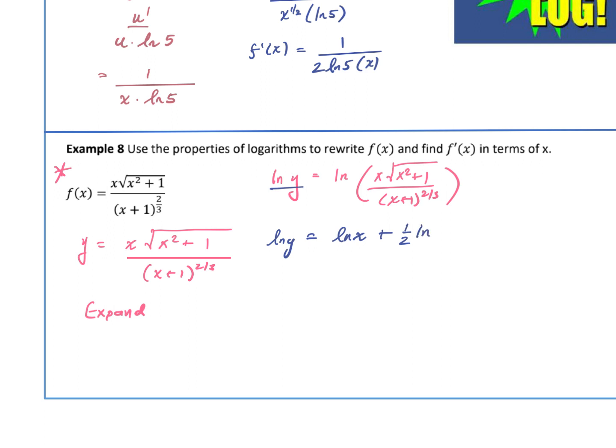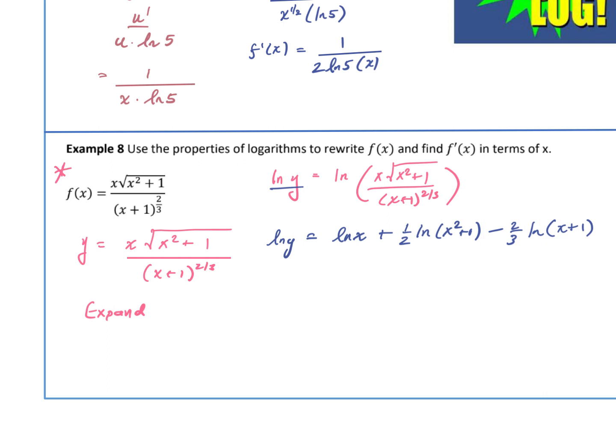So it's ln of x squared plus 1, and then it's subtraction with the power, so 2/3 ln of x plus 1. Okay, so again, hopefully you remember how to expand logs. We've got the power rule, which comes in front. Multiplication is addition, division is subtraction.